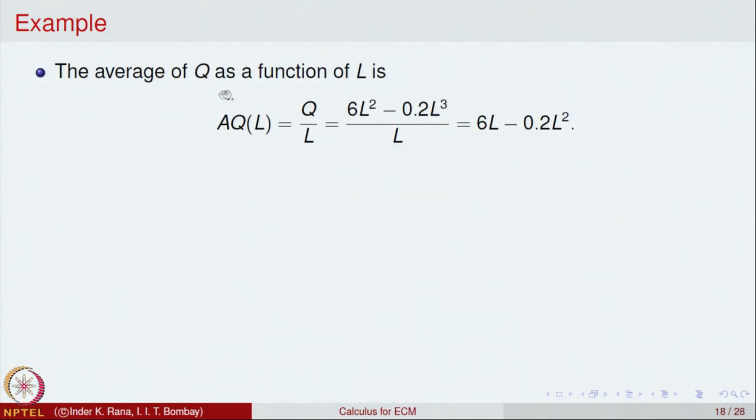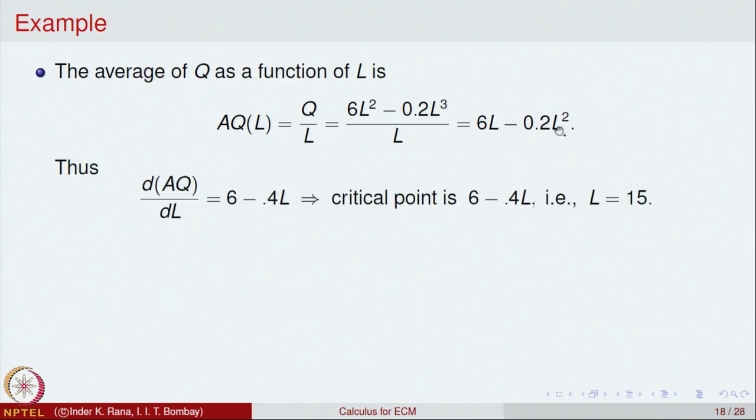The average of q as a function of L will be q by L, the total divided by that quantity. When you divide, you get the function 6L minus 0.2 L squared, since one factor of L cancels here. Now it becomes a quadratic equation, an equation of degree 2. When we want to analyze at what point it can have a maximum or a minimum, it is differentiable everywhere, so we find the derivative.